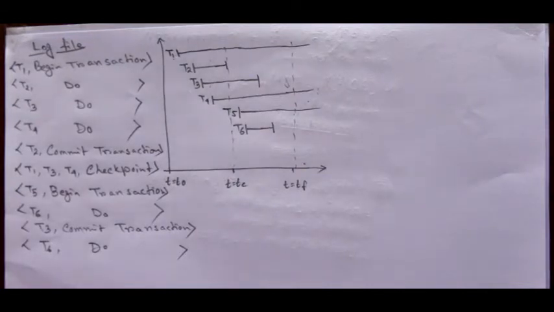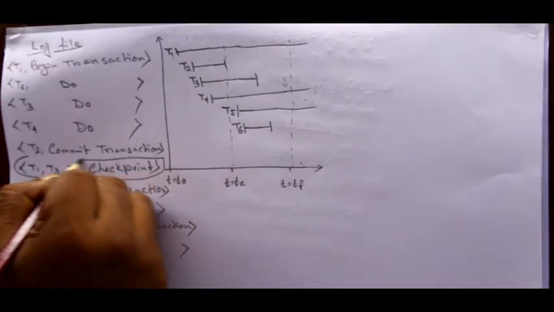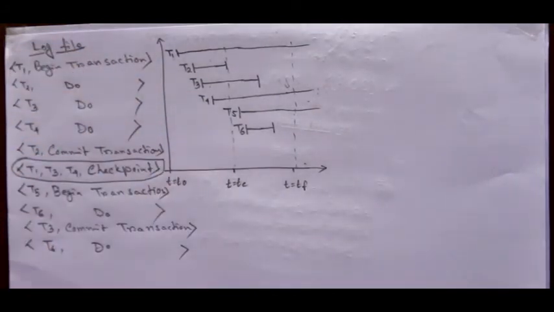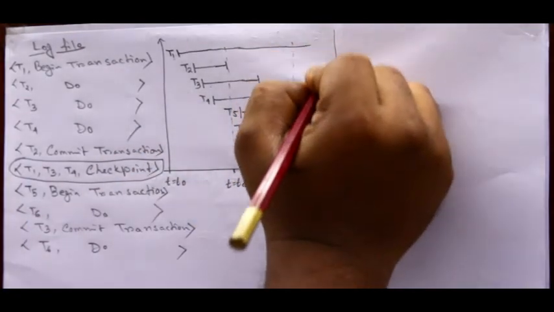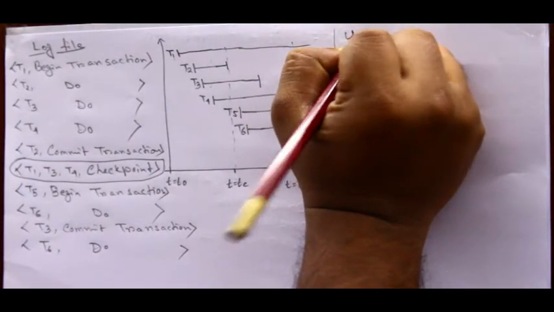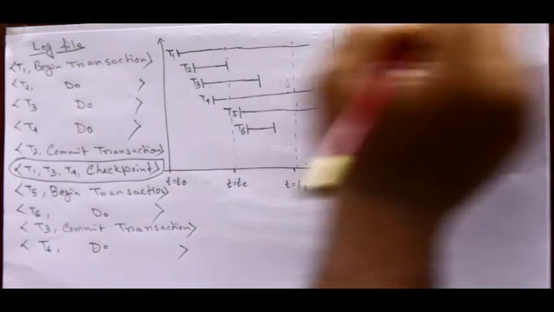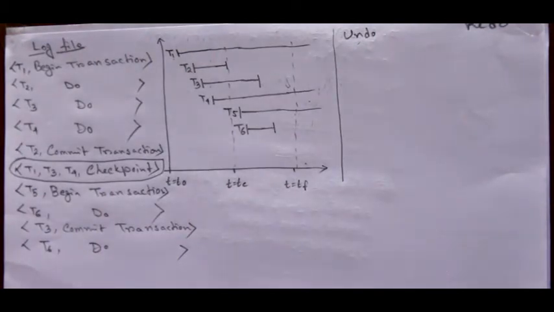Initially we have to find out the last checkpoint from the log file. So we can find that this is the checkpoint written in the log file. Next we have to initialize two sets, one is the undo set and another one is the redo set. So one set is created, that is undo, and another set is redo.